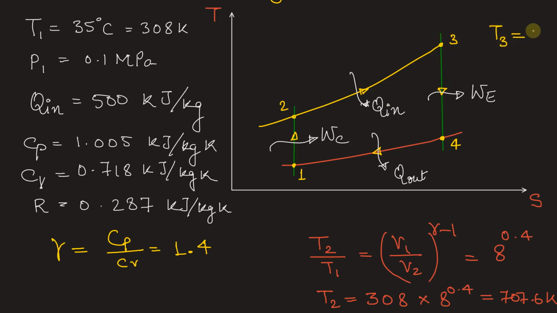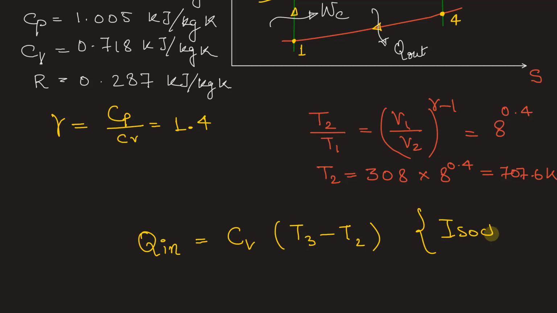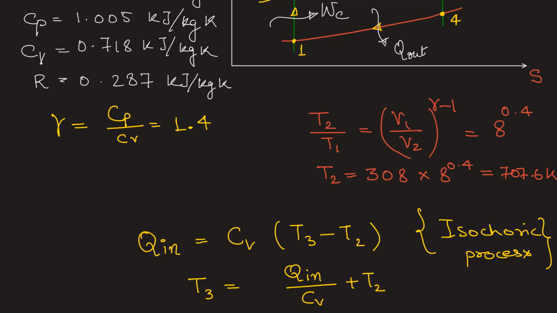Now the main aim of this problem is to find this T3. So we need to find T3, which is the maximum temperature of the cycle, and we know heat is added in the process 2 to 3. So let's write heat added in the system. Q in will be equal to, since 2 to 3 is an isochoric process, Cv into T3 minus T2, for isochoric process. So from here we can find the value of T3. T3 can be written as Q in by Cv plus T2.